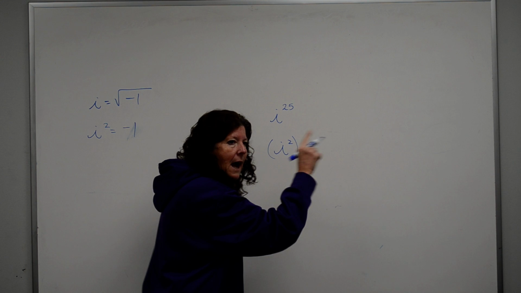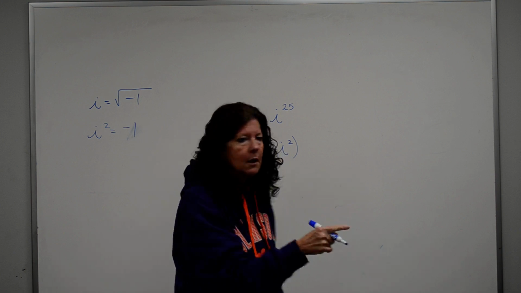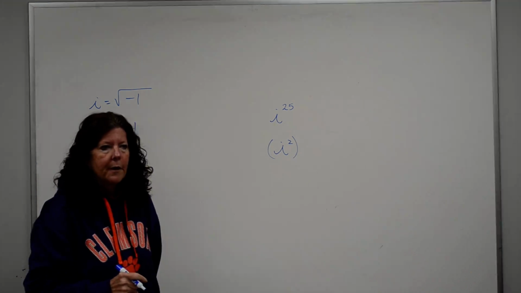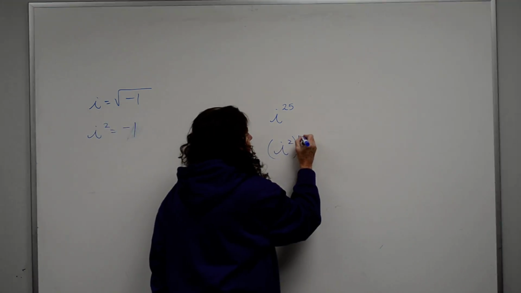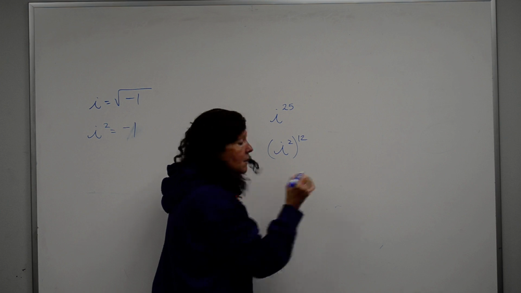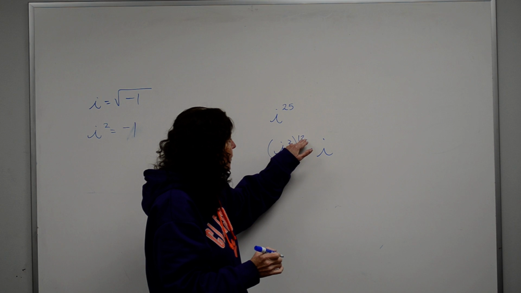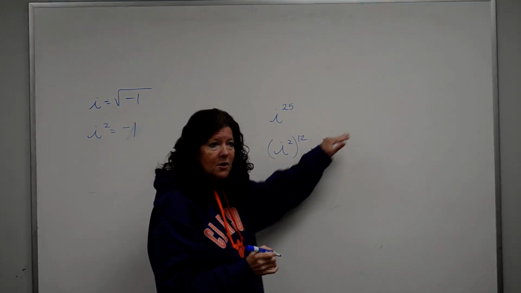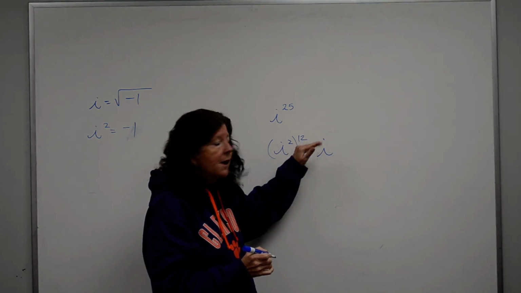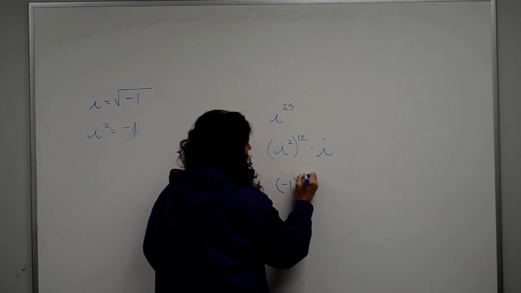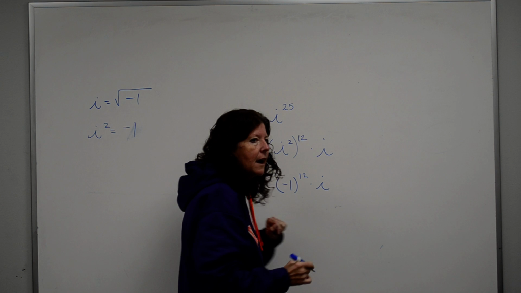Now remember, a power raised to a power, I multiply. So 2 times what comes close to 25 without going over it? 12. Okay, but I need one more i, don't I? So I would need to do that. Because that's 24, and then remember, if the base numbers are the same, I add the exponents. So this is the same thing as negative 1 to the 12th power times i.